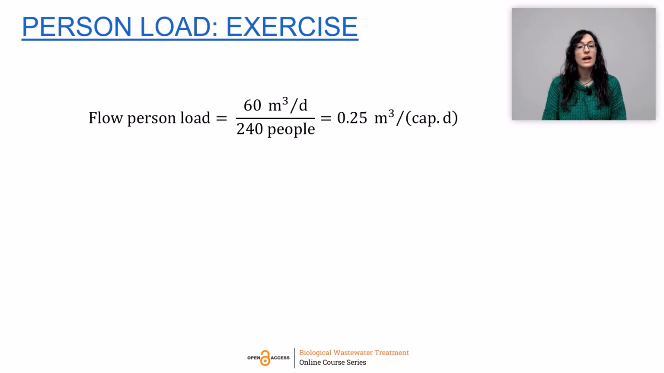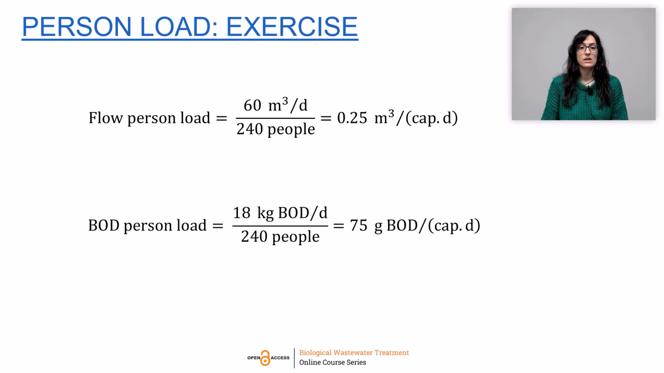Let's go now to the calculations for the BOD person load. Here, the principle behind the calculation is the same as before. We know how much is the total amount of BOD load that is being produced, and we have to divide it by the number of people that live in the island. And this way, we can calculate a person load of 75 grams of BOD per person and per day.